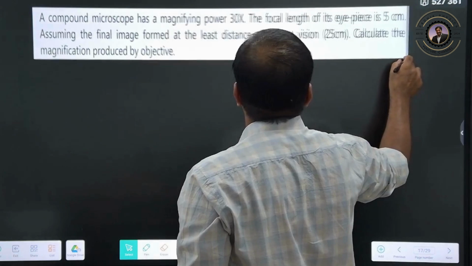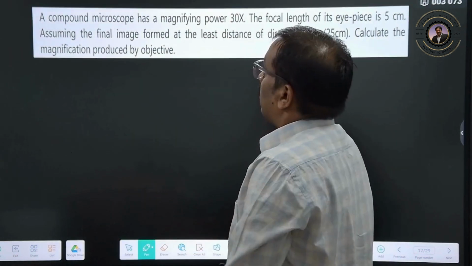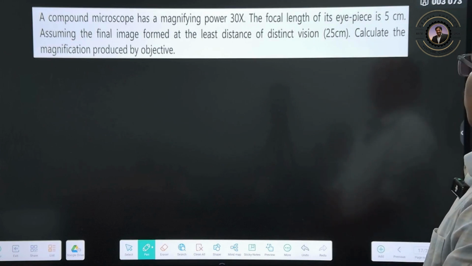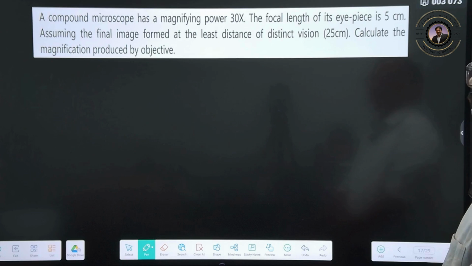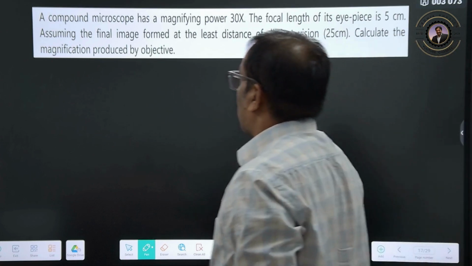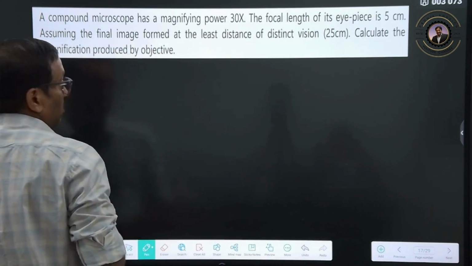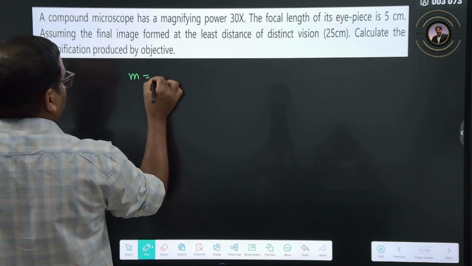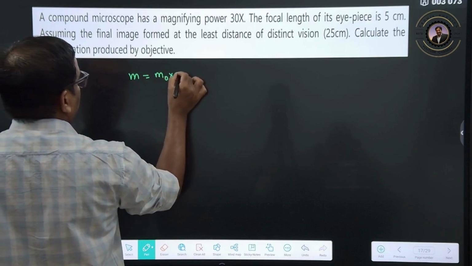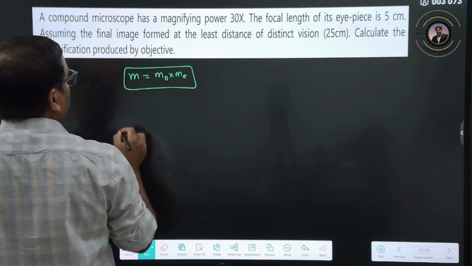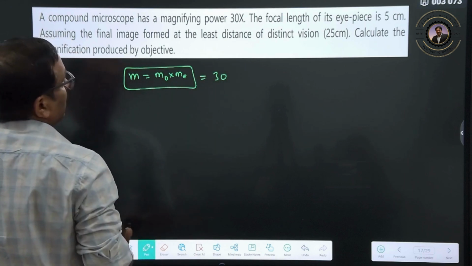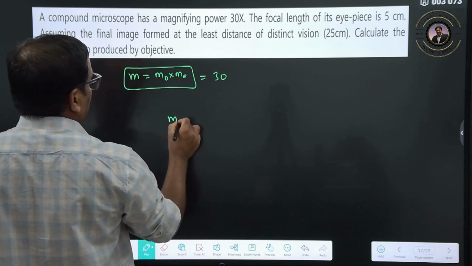So here one more question. A compound microscope has a magnifying power of 30x. The focal length of the eyepiece is 5 centimeter. Assuming the final image is at least distance of distinct vision, find the magnification produced by the objective. So here it is asking for m naught, where m is m naught into m e. He gave m as 30. Clear? So m naught is asked. Therefore, we want to calculate m e.